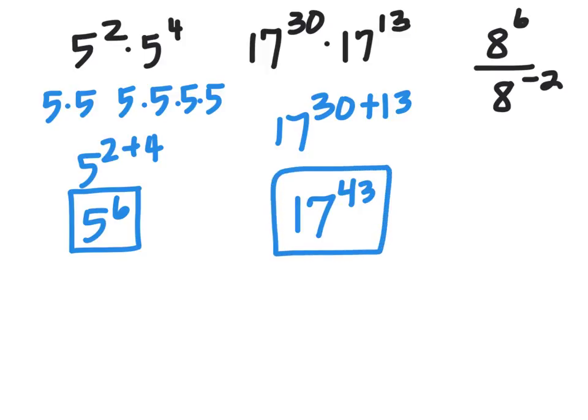In our last example, looking at the division, instead of adding our exponents when we were multiplying bases, we're going to subtract our exponents because we are dividing bases. So this problem becomes 8 to the 6th minus a negative 2, which, a subtraction of a negative means adding a positive, and that gets us 8 to the 8th power.